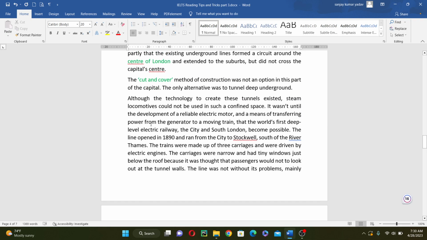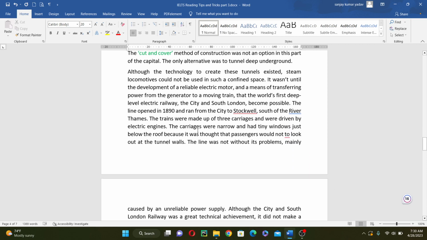Although the technology to create this tunnel existed, steam locomotives could not be used in such a confined space. It wasn't until the development of reliable electric motors, meaning power generation, and the world's first deep electric railway, the City line, opened in 1899 from the City to Stockwell. The trains were made up of three carriages and were driven by electric engines. The carriages were narrow and had teeny windows just below the roof.